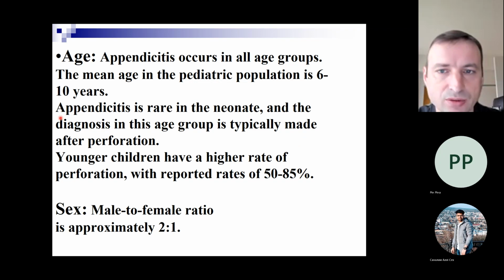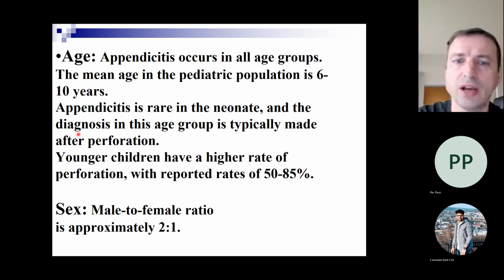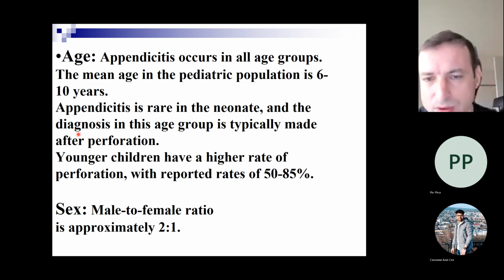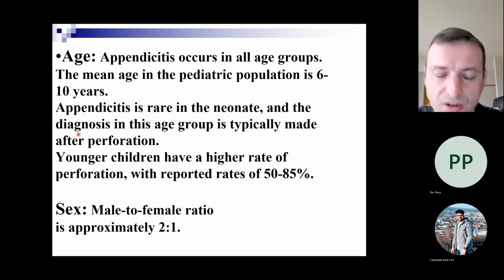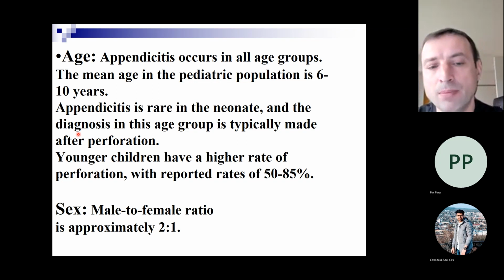Appendicitis is rarer in the neonate, and the diagnosis in this age group is typically made after perforation because the clinical picture is nonspecific: only distension of the abdomen, temperature instability, vomiting, and signs of perforation that develop very fast. Younger children have a higher rate of perforation, with reported rates of 50 to 85%. The male to female ratio is approximately 2 to 1.